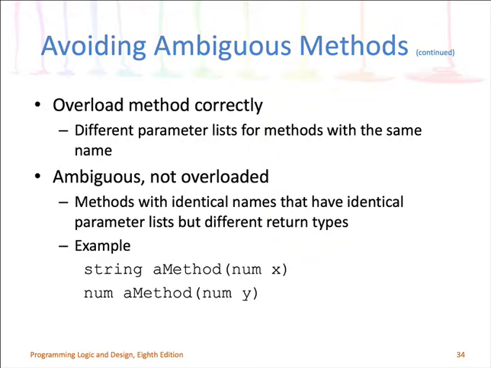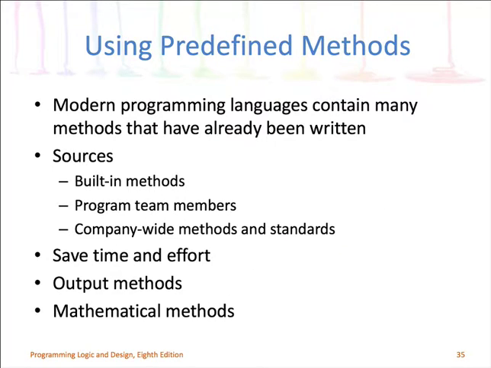So you need to make sure you have different method lists, and if you do have something that is identical, in this example you have two ambiguous methods because they're both called a method, and they have an identical argument list. That is, they have a single number. So those are not going to be overloaded. They're just going to simply be ambiguous, and you want to avoid that.